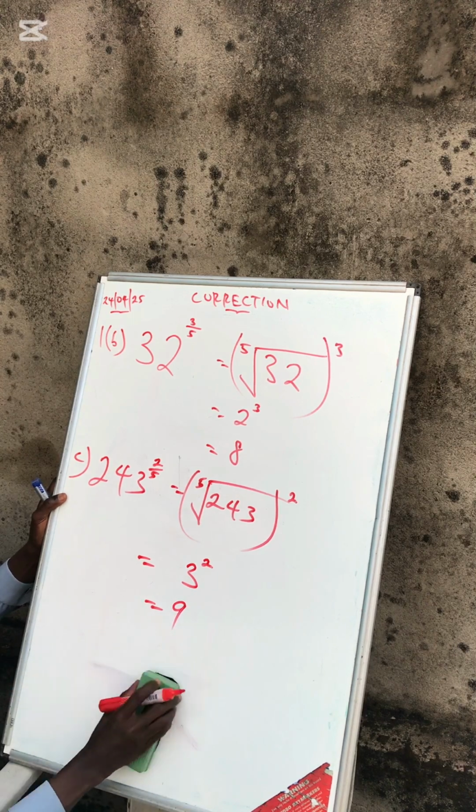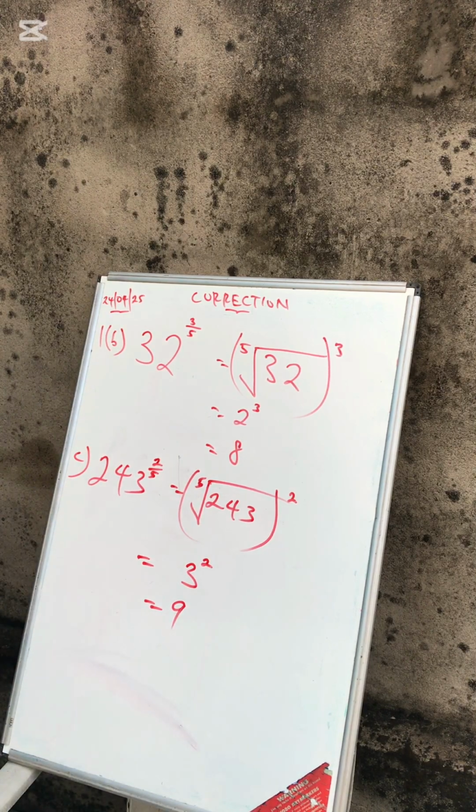Now what's the next one? Did I correct it in your homework? Yes. The one we just did now. Yeah, I did. Now let's go. Number 2A. Is that 2A? Yeah. What's the question?